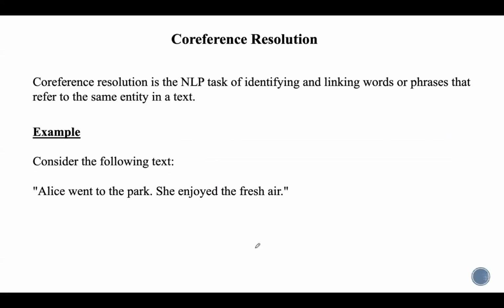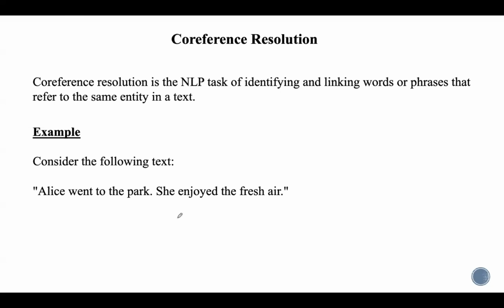In this lecture, let us discuss coreference resolution, which is a task in NLP to determine when two or more expressions in a text refer to the same entity. This is important for understanding context, for resolving ambiguities and improving various NLP applications such as machine translation, question answering, and text summarization.